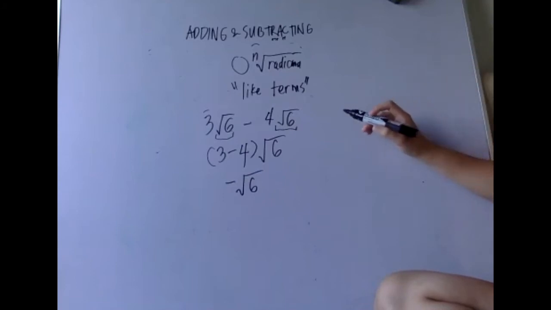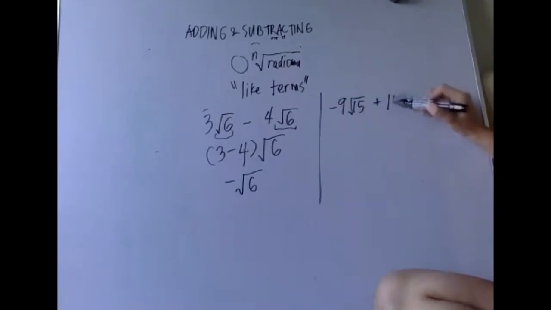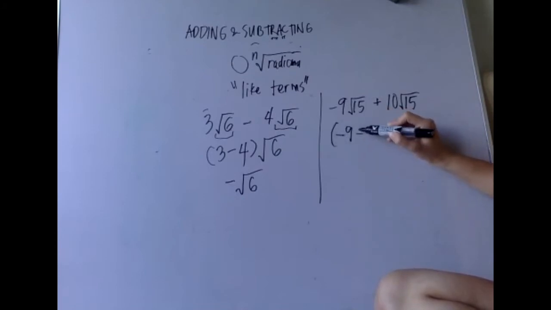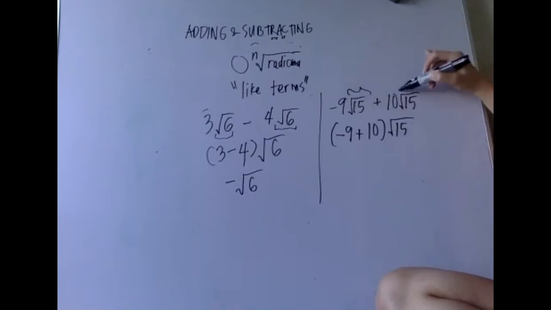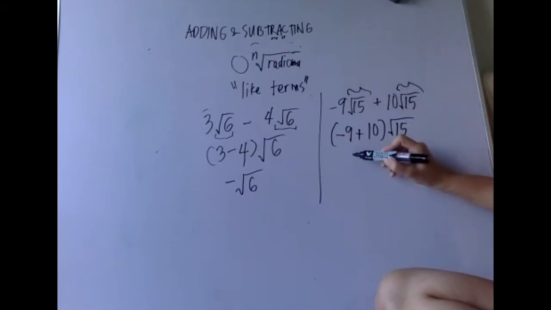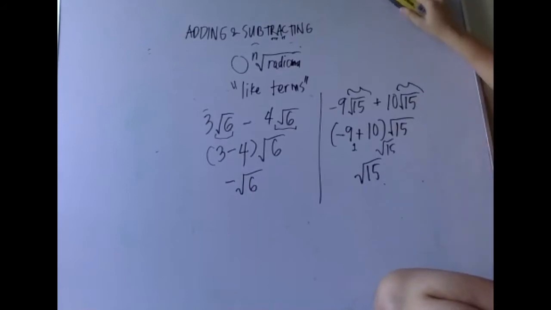But let's look at another example. If we have negative 9 square root of 15 plus 10 square root of 15. Okay, now here, parehong may square root of 15. So we can just add or subtract the coefficients times yung common factor nila or yung common na radical part. Okay? So here we have negative 9 plus 10 times square root of 15 or simply square root of 15. Hindi naman na to masisimplify. So that's it.